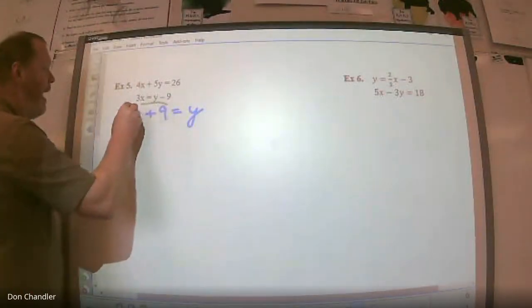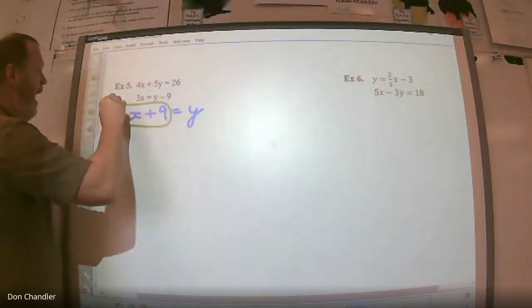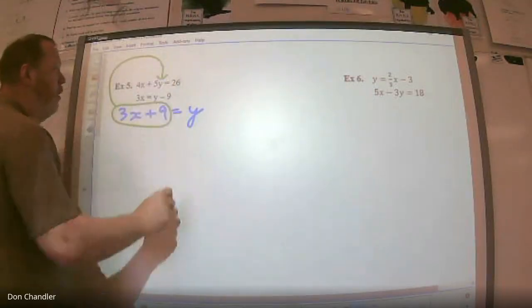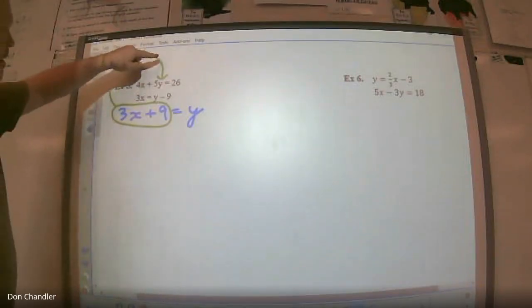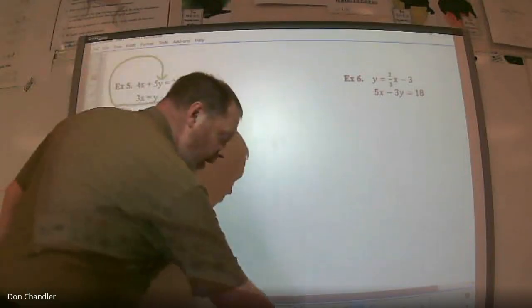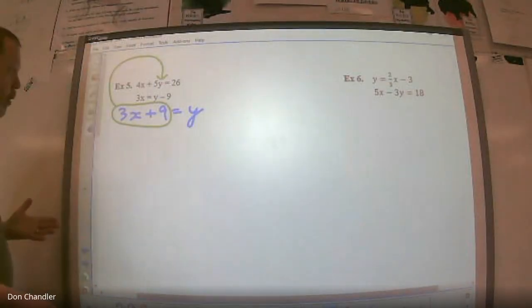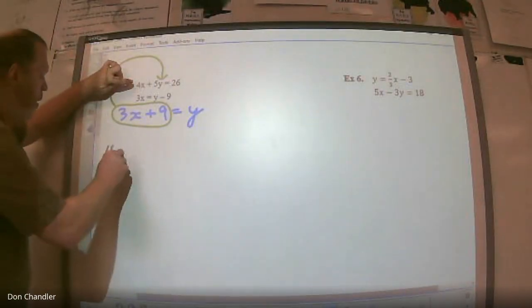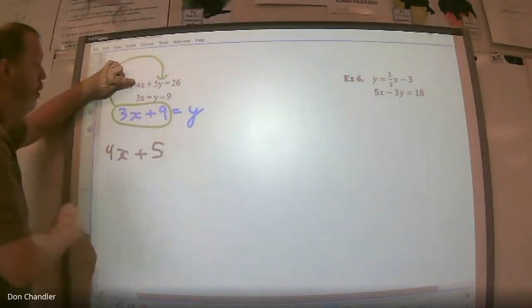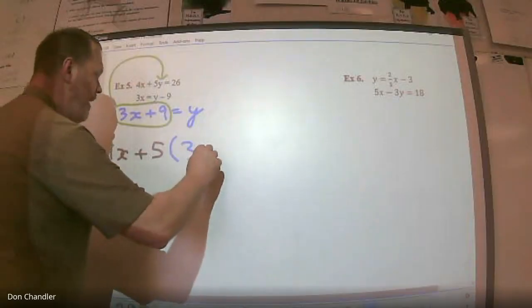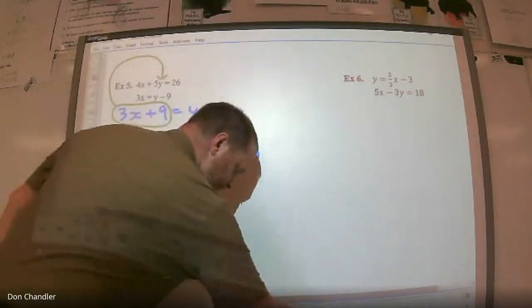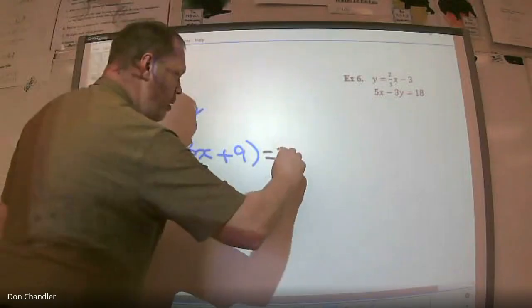I can now take this 3x plus 9 and substitute it in for y in equation number 1. I am taking equation number 2, moving the 9 back, and I will isolate y and substitute it in. I now get what Karen was asking a few minutes ago, and we get 4x, who's black, plus 5, who's black. Now, what is the actual y? Y is 3x plus 9, and it equals 26.